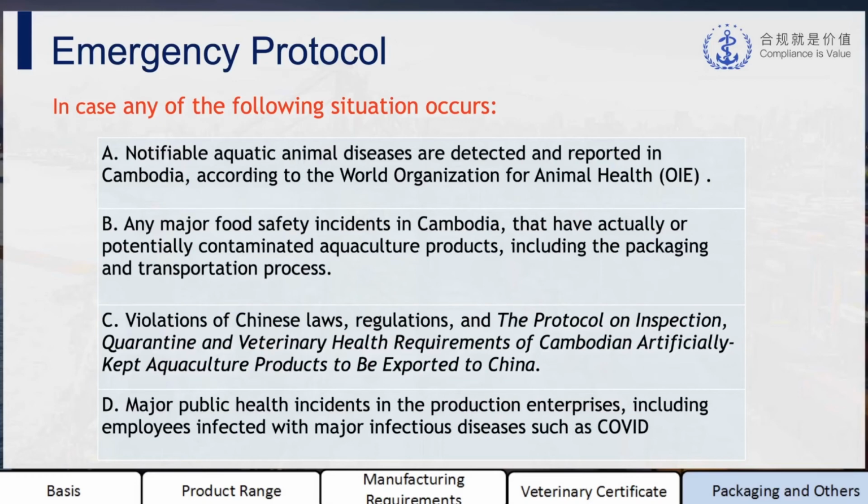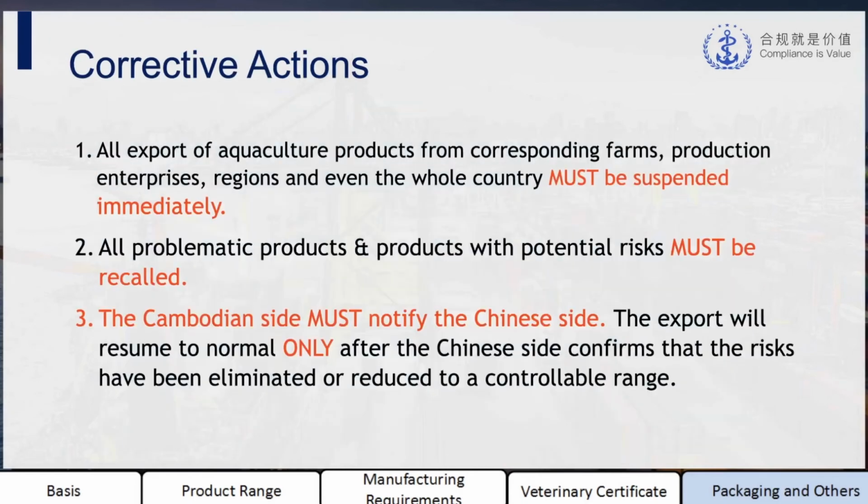D. Major public health incidents in the production enterprises, including employees infected with major infectious diseases such as COVID-19. That being said, the following corrective actions will be implemented. 1. All export of aquaculture products from corresponding farms, production enterprises, regions, and even the whole country must be suspended immediately. 2. All problematic products with potential risks must be recalled.